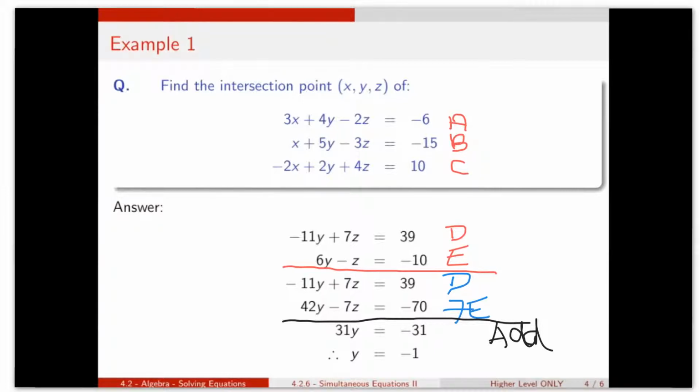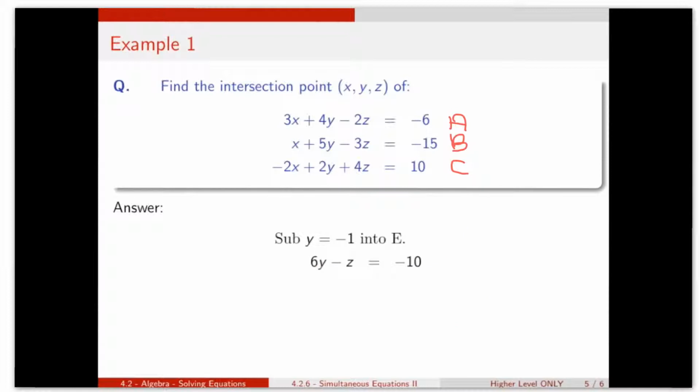And now I can solve for z and then x by subbing in y. So let's sub y equals minus 1 into E. We get 6y minus z is minus 10, so subbing in y is minus 1. I get minus 6 minus z is minus 10, so minus z is minus 4, and z is 4.